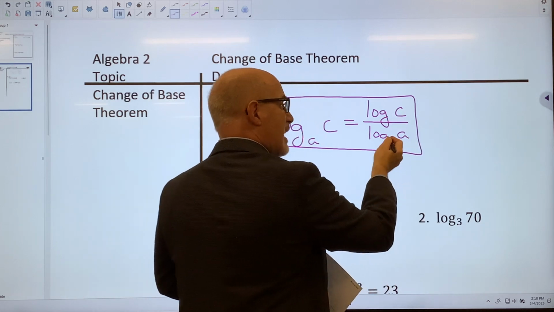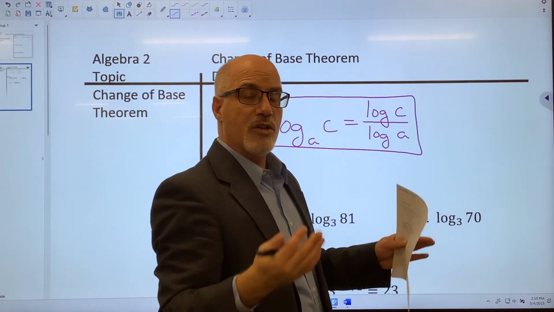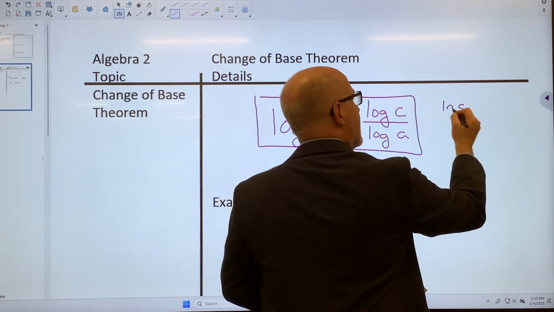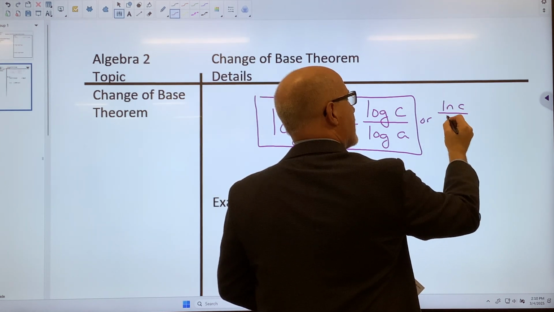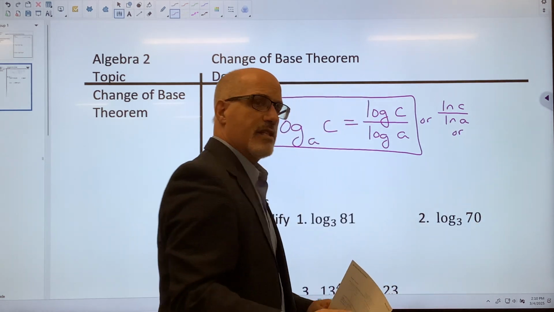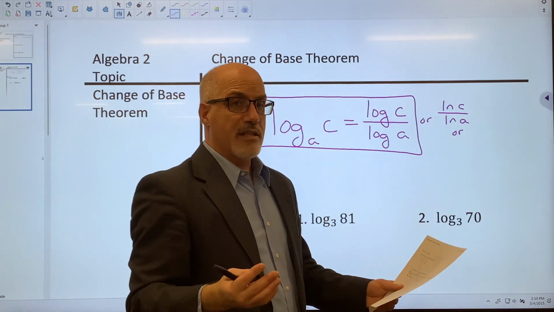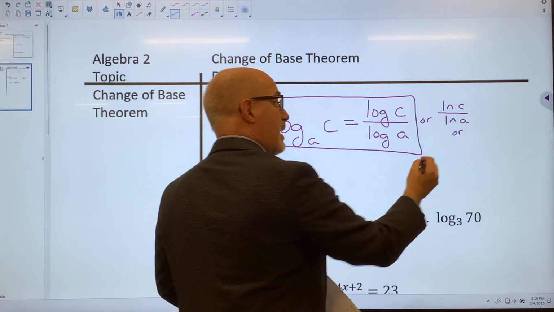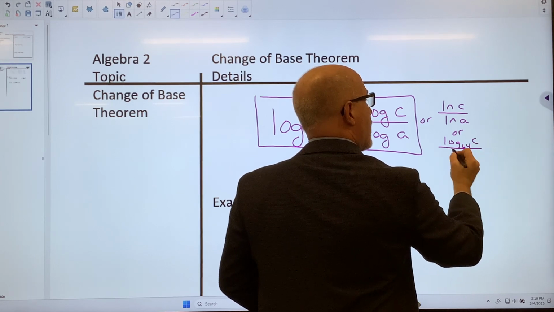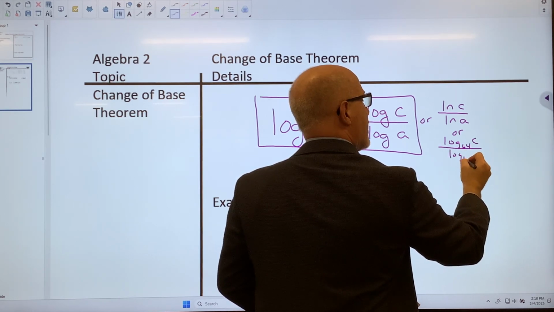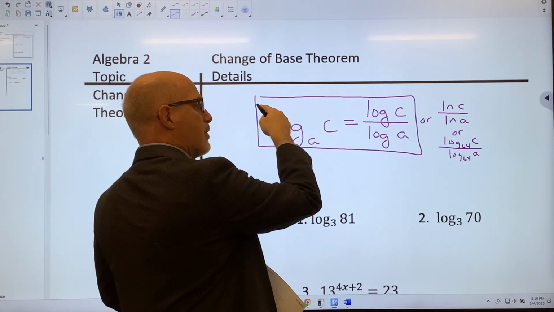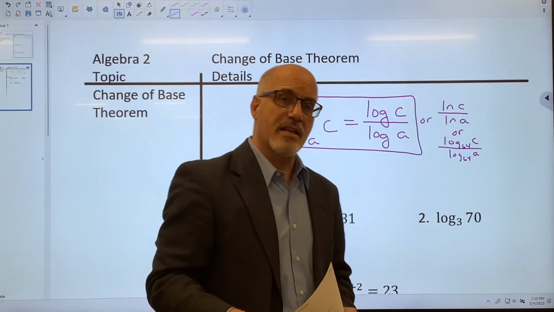It doesn't have to be the common log, though. You could change it into any log. You could take the natural log of C and put it over the natural log of A. Or if you're very fond of, for instance, the log base, let's say 64, you could make it log base 64 of C over log base 64 of A. It's just any base. If you take the log of this one over the log of that one, it'll give you the exact same value.